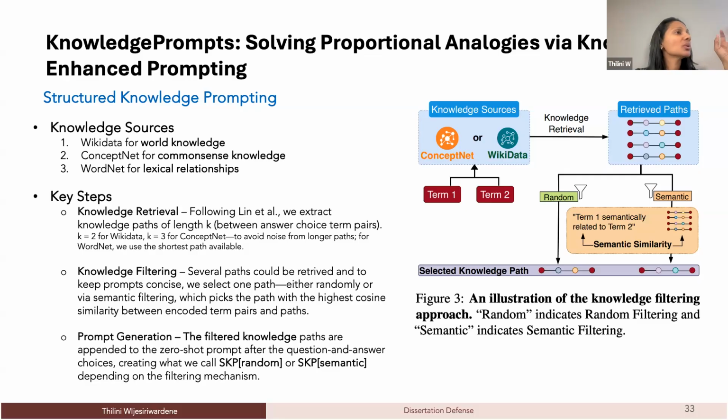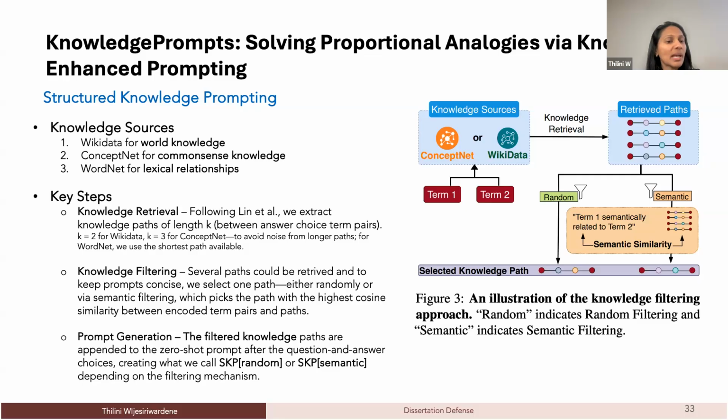First, you do the knowledge retrieval from the graphs that you have. We based this upon Lin et al.'s work. What they did was, they did not really look at subgraphs, but they looked at paths. In our case also, we are interested in paths because we are looking at analogies, and it is very focused on path relationships. So we extracted these knowledge paths of length k, and we have cutoffs for k for Wikidata and ConceptNet.